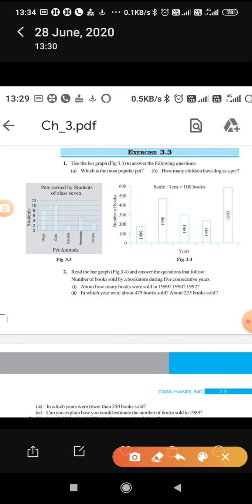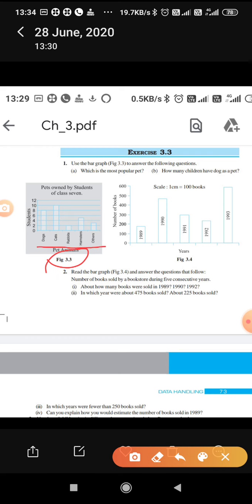Now see here, this is the first question. Use the bar graph to answer the following question. Which is the most popular pet? So see, this is our figure 3.3. In the 3.3 we have to see. Here it is given.